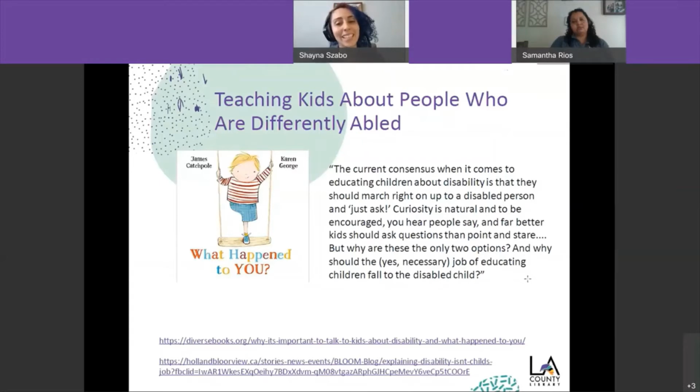The current consensus when it comes to educating children about disability is that they should march right up to a disabled person and just ask. Curiosity is natural and to be encouraged. You hear people say, and far better kids should ask questions than point and stare. But why are these the only two options? And why should the, yes, necessary job of educating children fall to the disabled child?